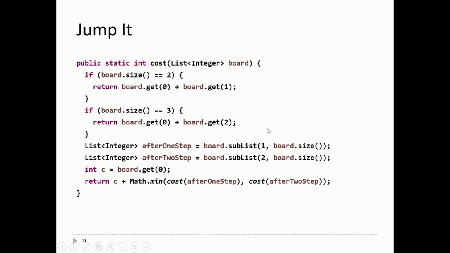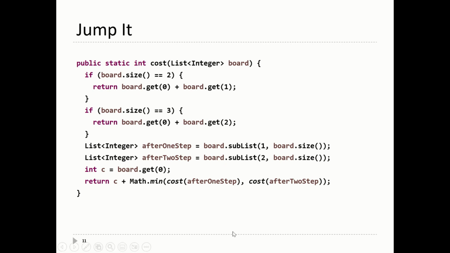So the cost of moving 1 step is the cost of the current square, which I'm on, plus the cost after moving 1 step. So just recursively call cost and pass it in the smaller board. What about the cost of moving 2 steps? Well, it's still the cost of the current square plus the cost after moving 2 steps. So just call cost and pass in the board missing the first 2 squares.